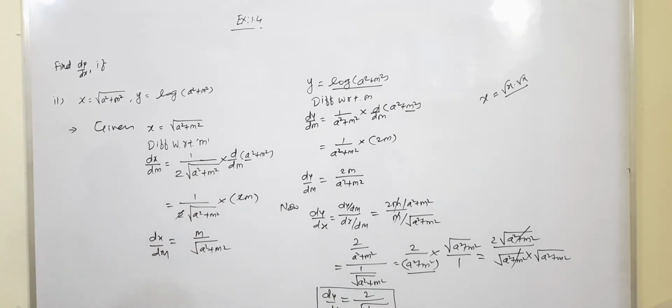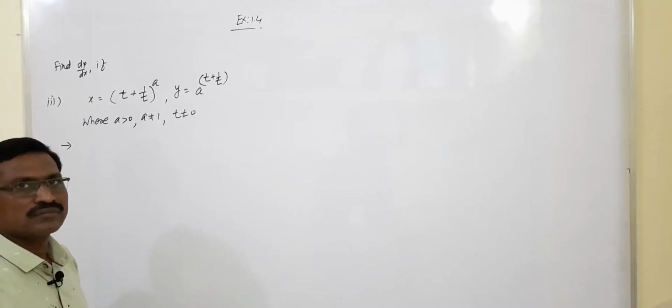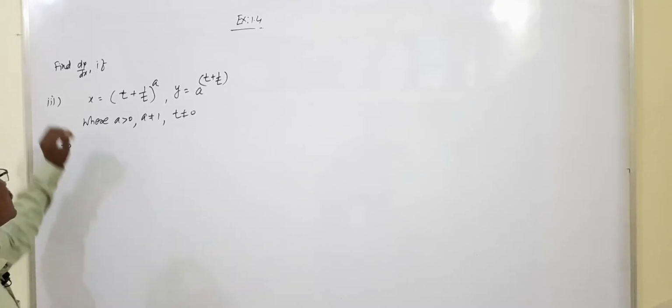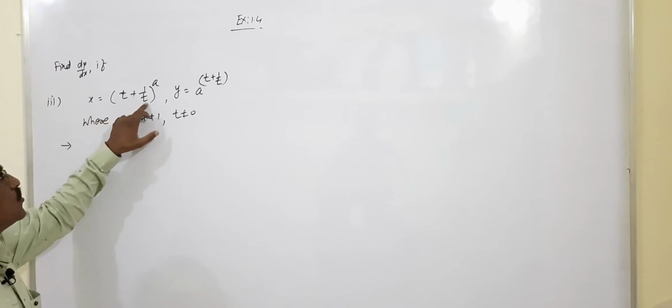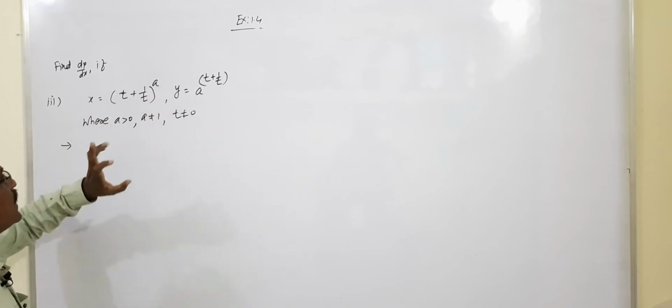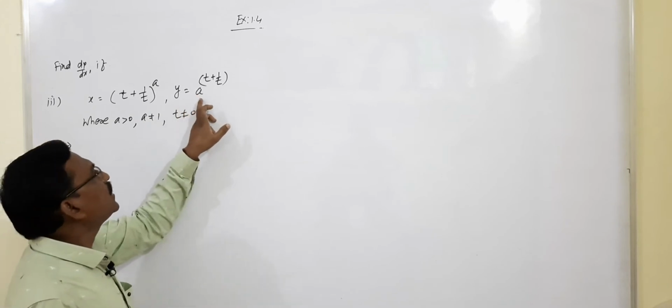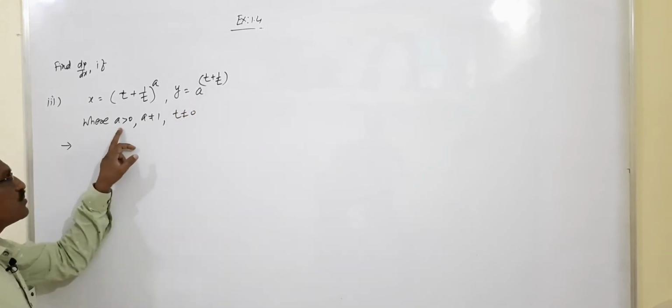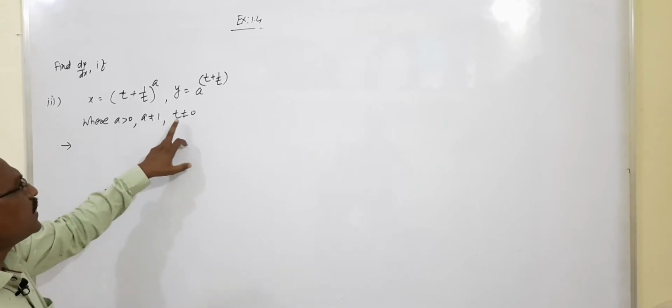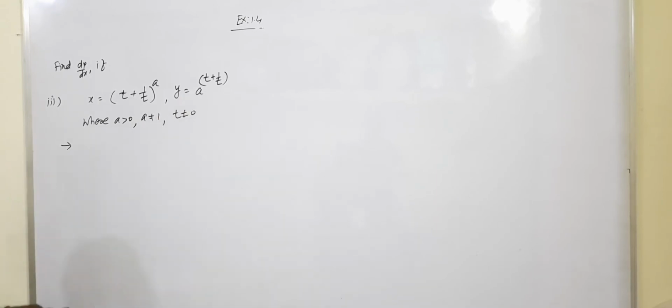Now we take the next example. x equal to t plus 1 by t to the power a, and y function is a to the power t plus 1 by t, where a is positive, a is not equal to 1 and t is not equal to 0.